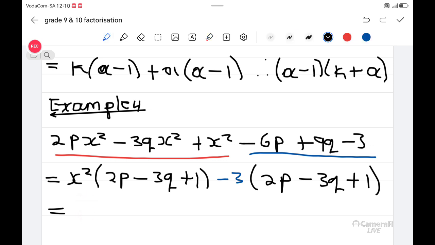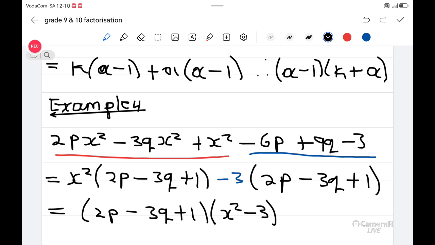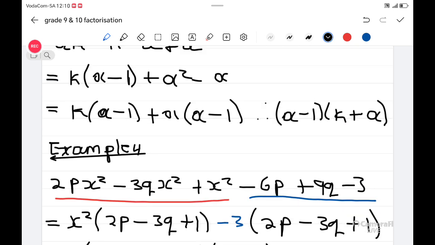You take out that common factor, 2p minus 3q plus 1. And then we are left with x squared minus 3, not 9, minus 3. It is fully factorized.